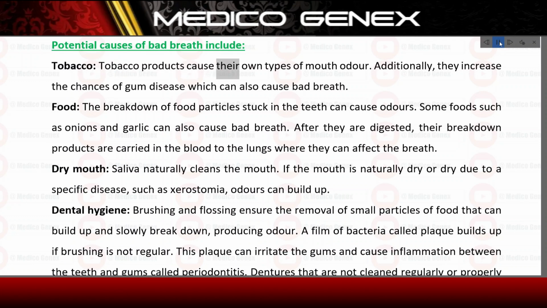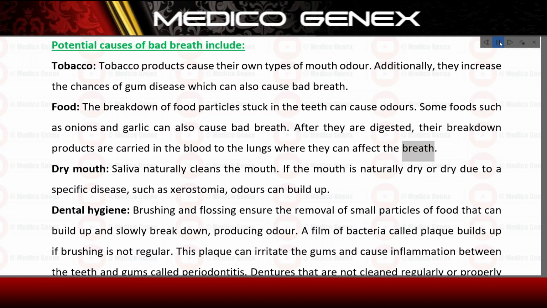Tobacco products cause their own types of mouth odor. Additionally, they increase the chances of gum disease, which can also cause bad breath. Food. The breakdown of food particles stuck in the teeth can cause odors. Some foods such as onions and garlic can also cause bad breath. After they are digested, their breakdown products are carried in the blood to the lungs where they can affect the breath.